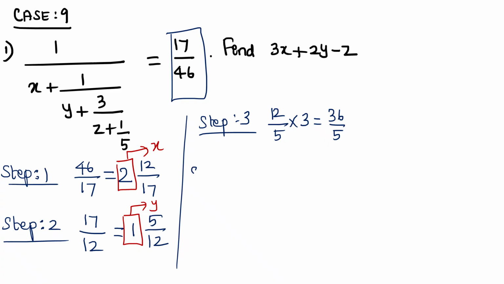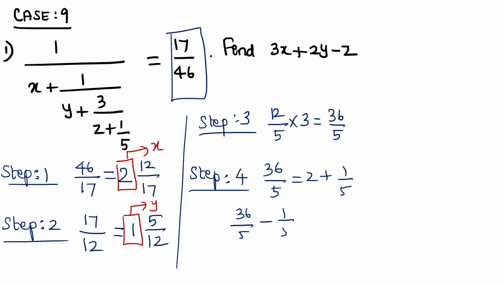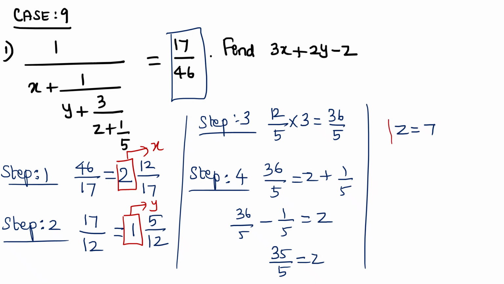That is the step 4 calculation you will be performing. That is, 36 by 5 is equal to z plus 1 by 5. So 36 by 5 minus 1 by 5 is equal to z. So I'll get 35 by 5 is equal to z. So my z value results here, it is 7. So now I have got all the values x, y, z.